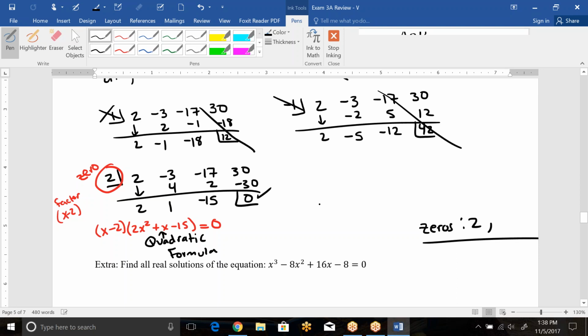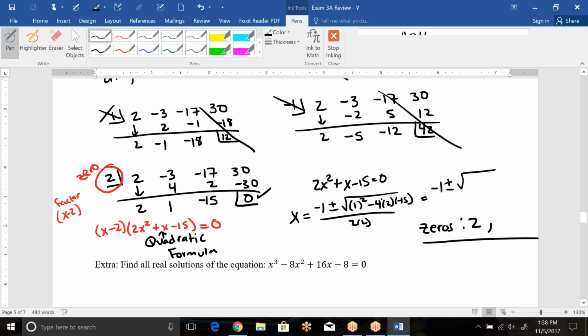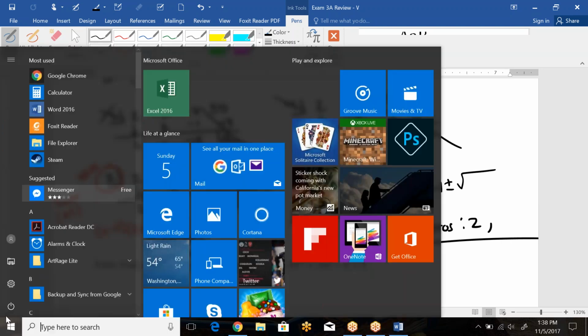Now I'm going to take 2x squared plus 1x minus 15, set that equal to 0, and try to solve it. So x equals -b plus or minus square root b squared minus 4ac all over 2a. So that is -1 plus or minus, that would be, let's see, 8 times 15.